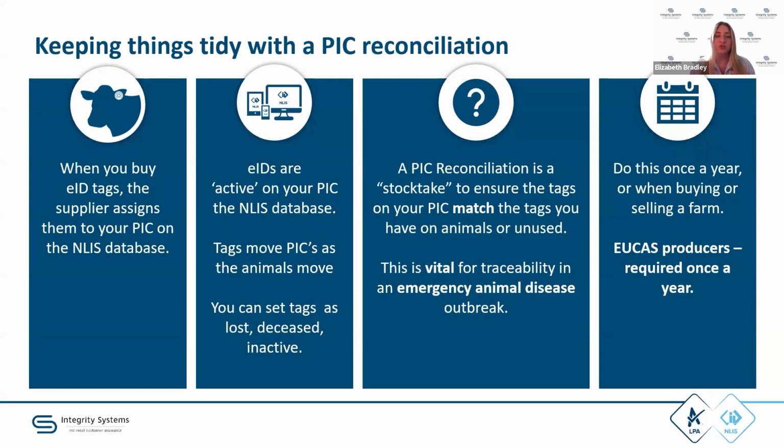And that's really important for traceability, because if we do have a disease outbreak and tracing needs to happen, the state authorities who do all that work, they look on the database and see potentially how many tags you've got active on your PIC, and that gives them an indication of the risk factors in relation to the spread of that disease. So really important for biosecurity, and keeps things easy for you as well when you're trying to understand what's coming and going as well.